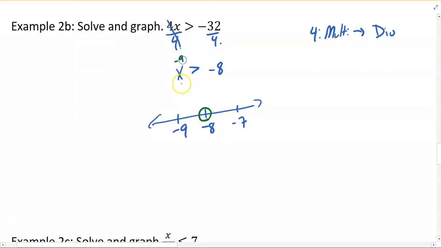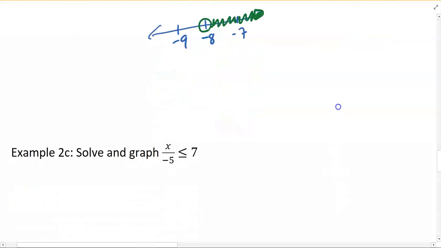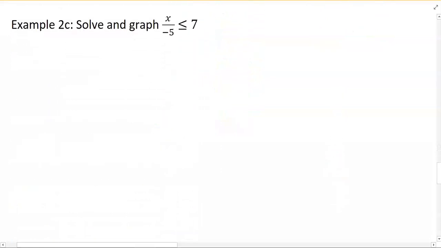And which number is going to fit? Is negative 9 greater than negative 8? Or is negative 7 greater than negative 8? Negative 7 is larger than negative 8, and so that is where we're going to shade. Let's look at one more example in this group of problems.